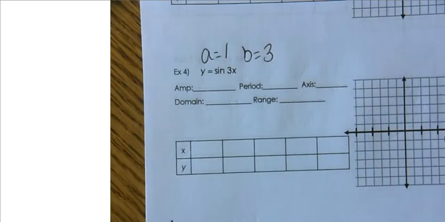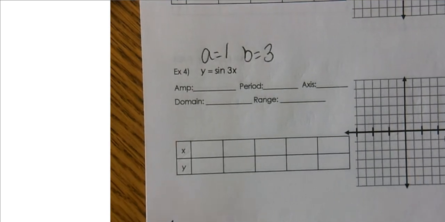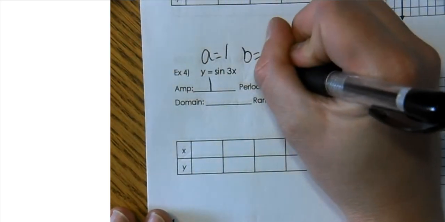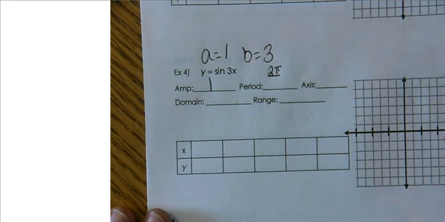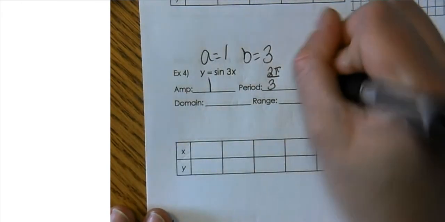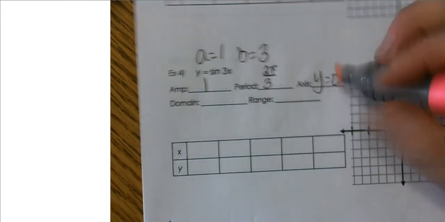So how does that B value change everything? Well, it's going to change how quickly we go through one full cycle. That's what changes it. That's a period. How long does it take to go through a cycle? And now that's going to be different than all of the other functions that we have. So my amplitude is a 1. My period is now 2 pi divided by my B value. And since my B value is 3, it's 2 pi over 3, and I can't simplify it anymore. My axis is still going to be at y equals 0. And I'm going to graph that right away so that I don't forget.